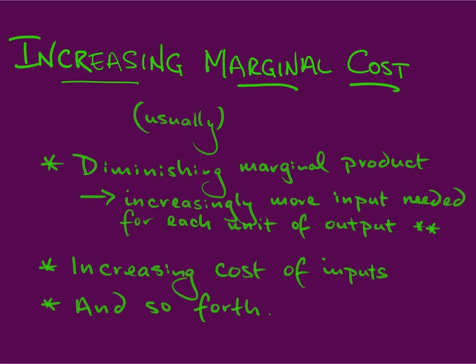Another reason why firms would typically have increasing marginal costs is that the cost of inputs increases. The farmer who's planning on planting fields for crops might be able to rent one field from a neighbor for $600. Another neighbor is willing to rent a field for $400. A third willing to rent a field for $1,000.